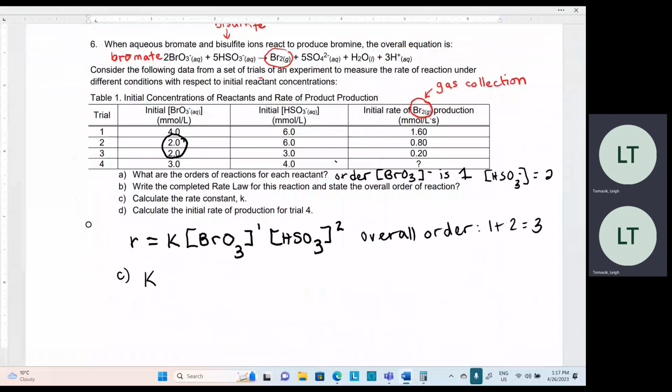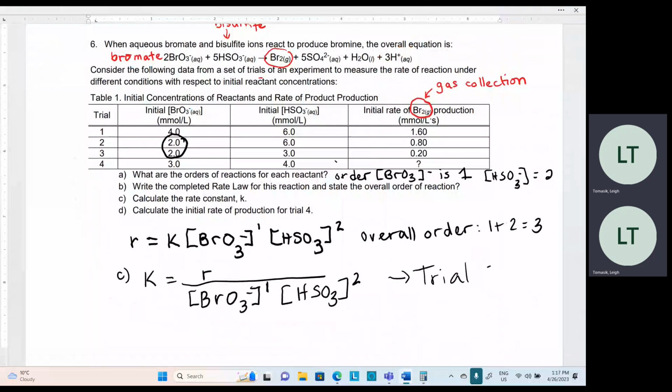Calculate the rate constant K. So K, right? If we isolate K, it's going to be the rate divided by the concentration of bromate to the power of 1 and the concentration of bisulfite to the power of 2. So we can pick any trial we want. We'll do trial 3. Numbers look nice and low.